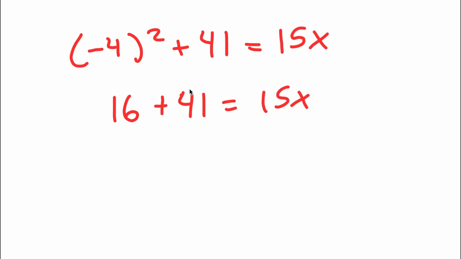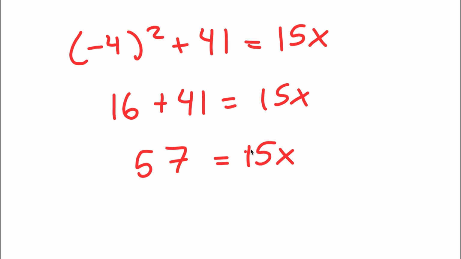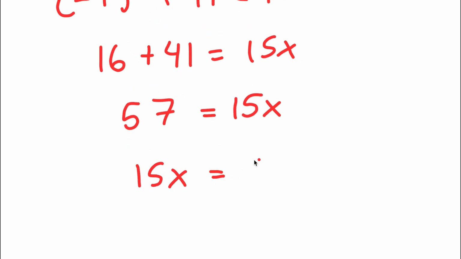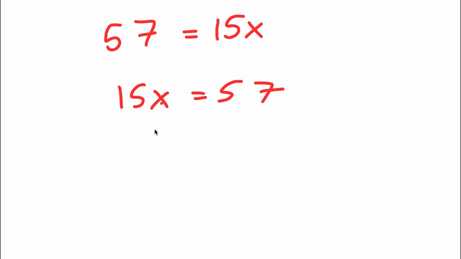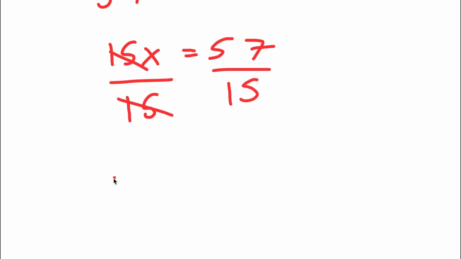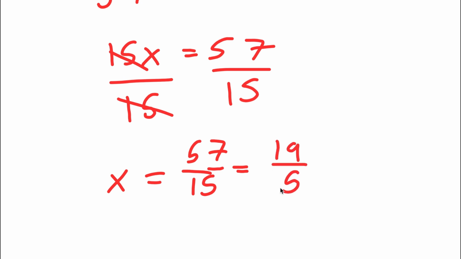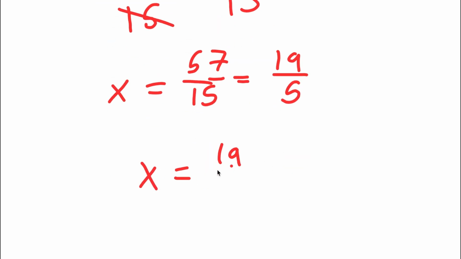Now from here, 16 plus 41 is 57. So I have 57 is equal to 15x, and I'm just going to rearrange this as 15x is equal to 57, just to make this a little simpler, having x on the left-hand side. Now I'm going to divide both sides by 15 because we want to isolate x. I get x is equal to 57 over 15, which is equal to 19 over 5. So x is equal to 19 over 5. This is going to be one solution.